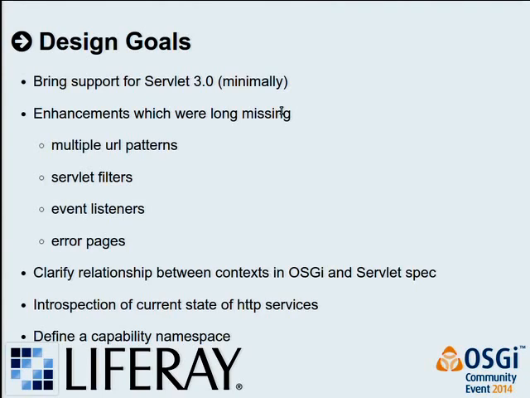And then we also wanted to bring up a capability namespace for the HTTP service, so you could actually state inside your manifest that you have a dependency on this and your bundle requires it to run.